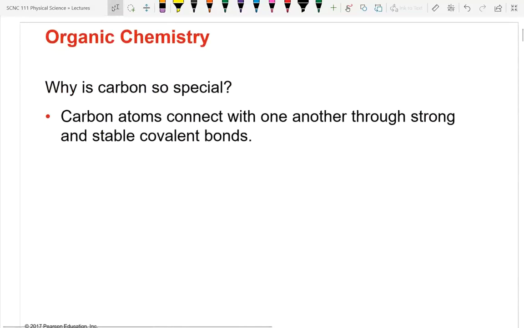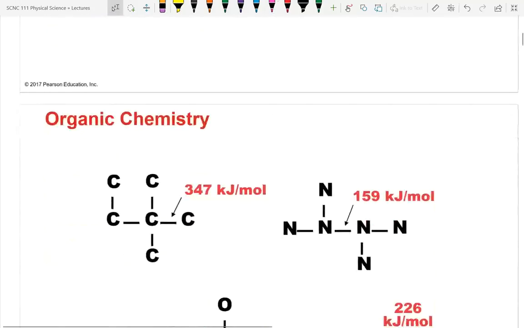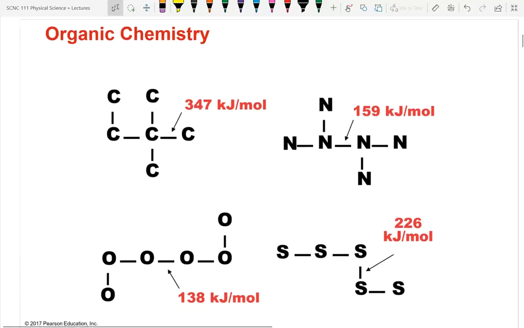Okay, what's so special about organic chemistry? The biggest special thing about organic chemistry is that carbon makes very strong and stable covalent bonds. So here's just showing bond strengths for different elements bonded to themselves. Carbon here is 347 kilojoules per mole. That's the strength in the bonds between two carbon atoms. Similar for nitrogen, you notice that's less than half of the bond strength. Oxygen is even less. Sulfur is a little bit higher than nitrogen and oxygen, but still well below carbon.